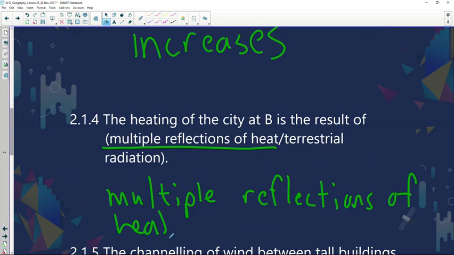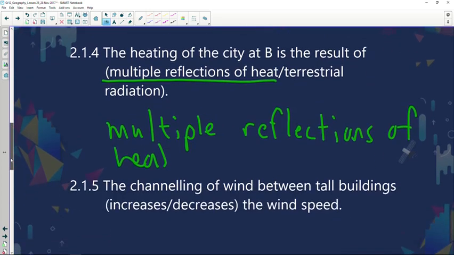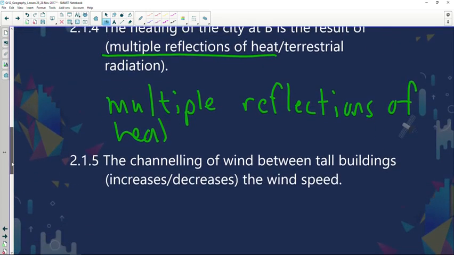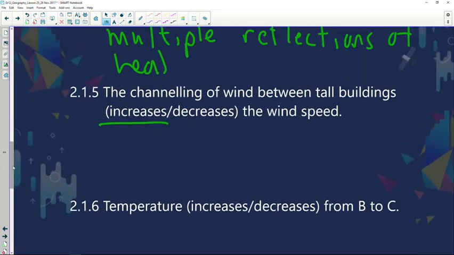The channeling of wind between the tall buildings, what does it do? Does it increase or decrease the wind speed? It definitely increases the wind speed between them, because the wind can only move in one direction. The infrastructure creates obstacles for the wind and channels the wind in only one direction.